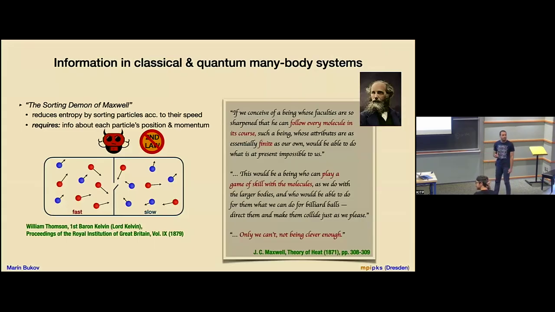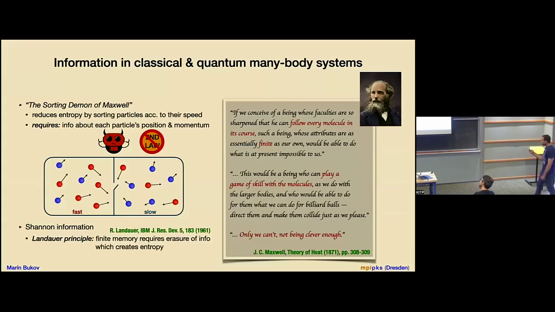And so it took actually almost 100 years, and in particular developments in information theory, when Claude Shannon basically taught us how to measure information in terms of entropy, for Landauer to actually realize that for the demon to be a finite being, and as such to have a finite memory, it's actually required that it has to erase some of the information about the positions and the momenta of these particles, and this erasure inevitably creates entropy.